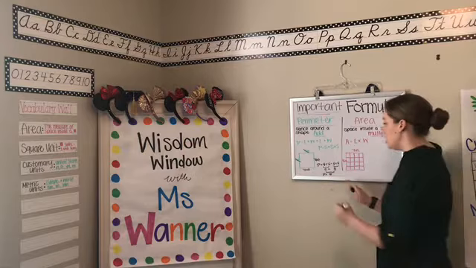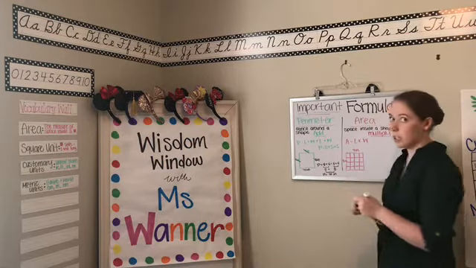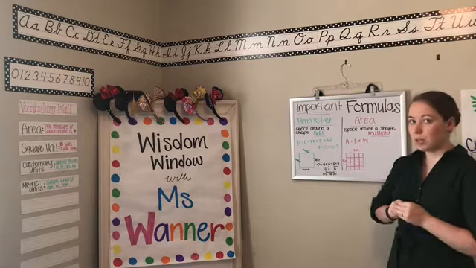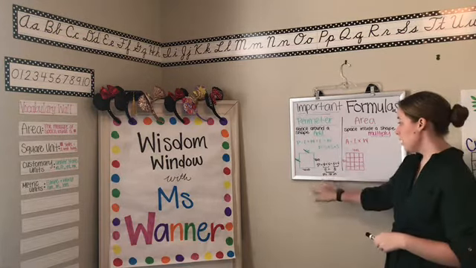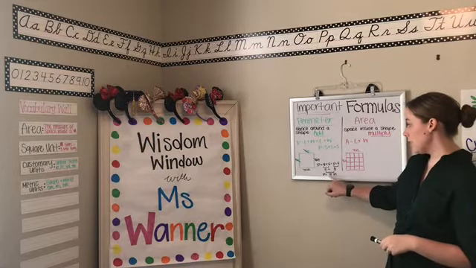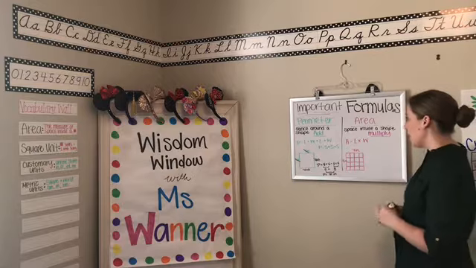And we add inches, so we would write inches. Notice how I did not write square inches, because we didn't multiply or find the area. We found the perimeter. So our perimeter equals 16 inches. Okay? All right, let's try area.